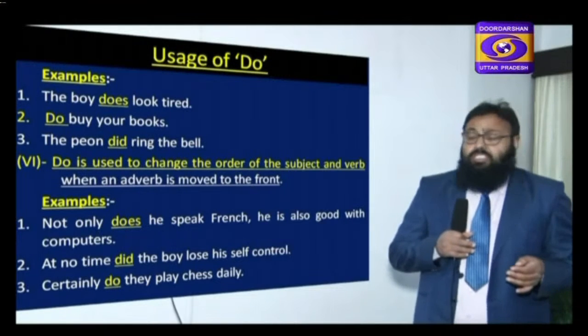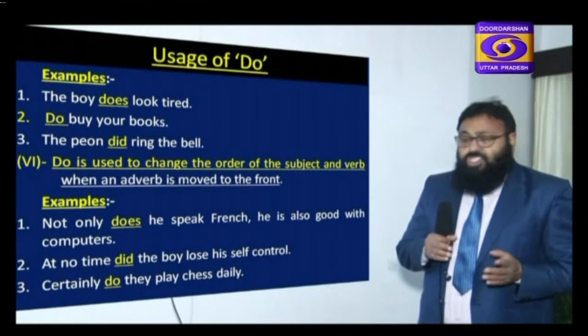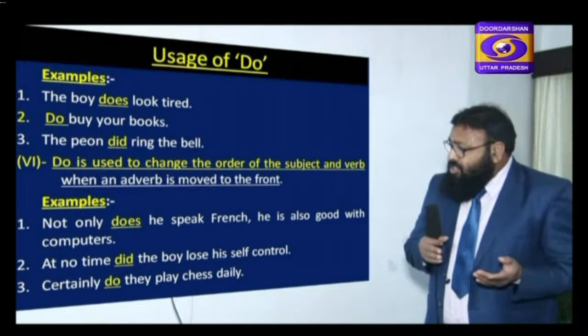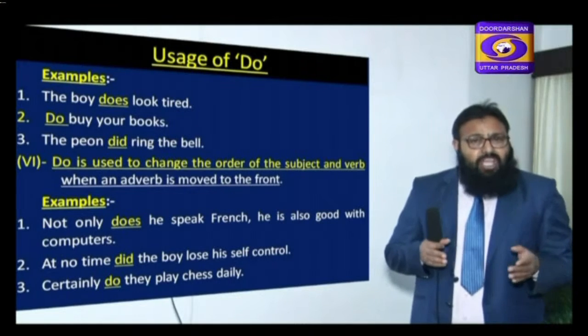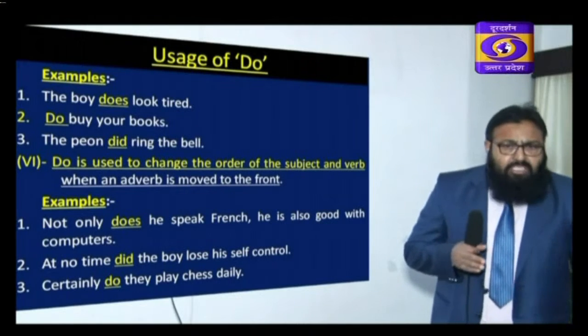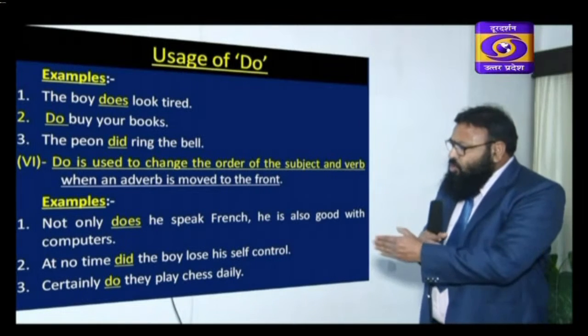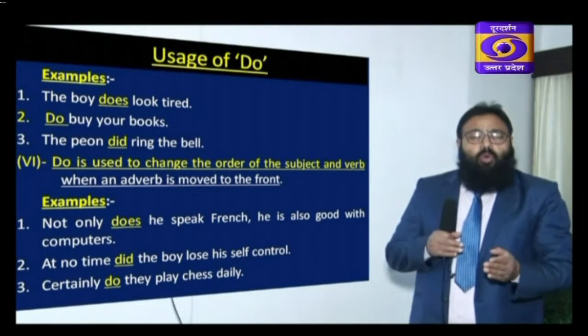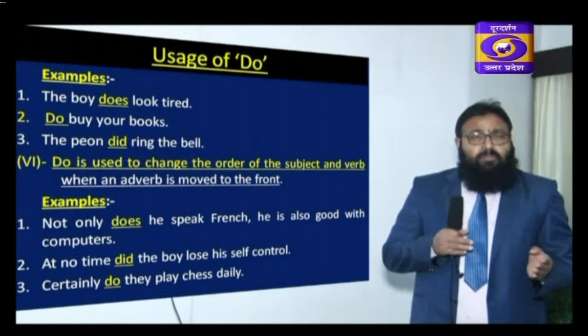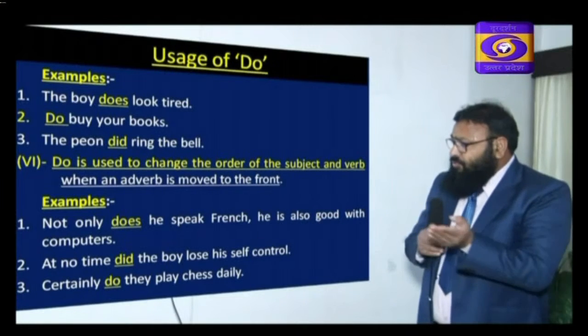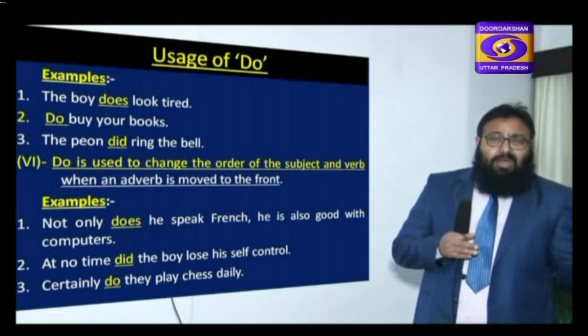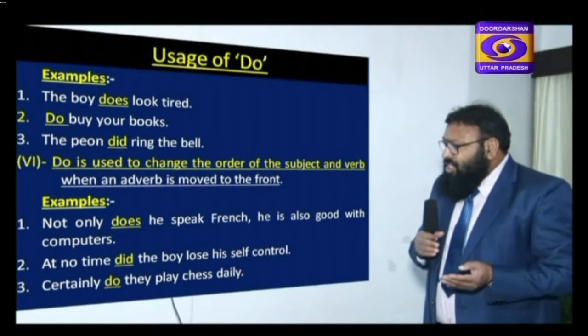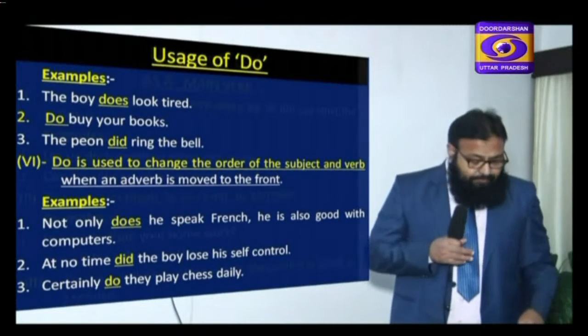Now the third sentence is, certainly do they play chess daily. Once again, certainly has been emphasized, so we move it to the front of the sentence, and we also move the helping verb do, because in the simple present, we move the verb do before the subject. So certainly do they play chess daily.